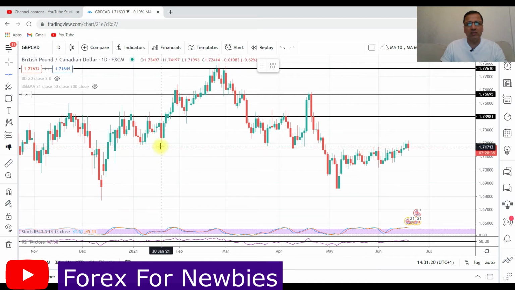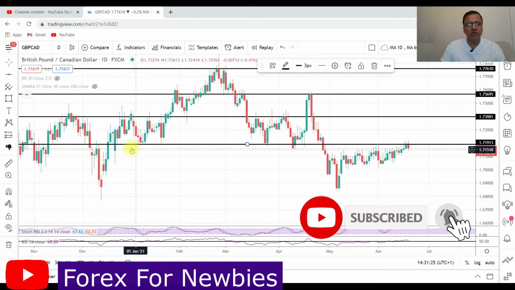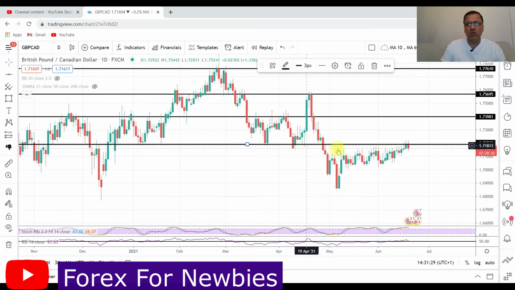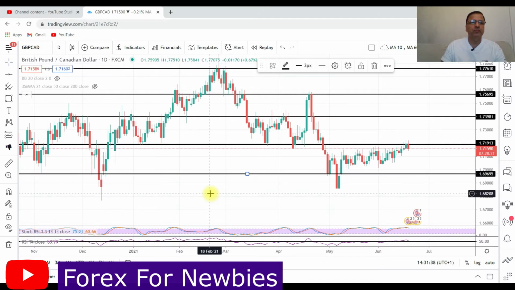These are visible levels that I can clearly see with my eyes. See, a lot of touches. Try to get as many touches as possible when you are putting these support and resistance lines. And the final one is this one, right?